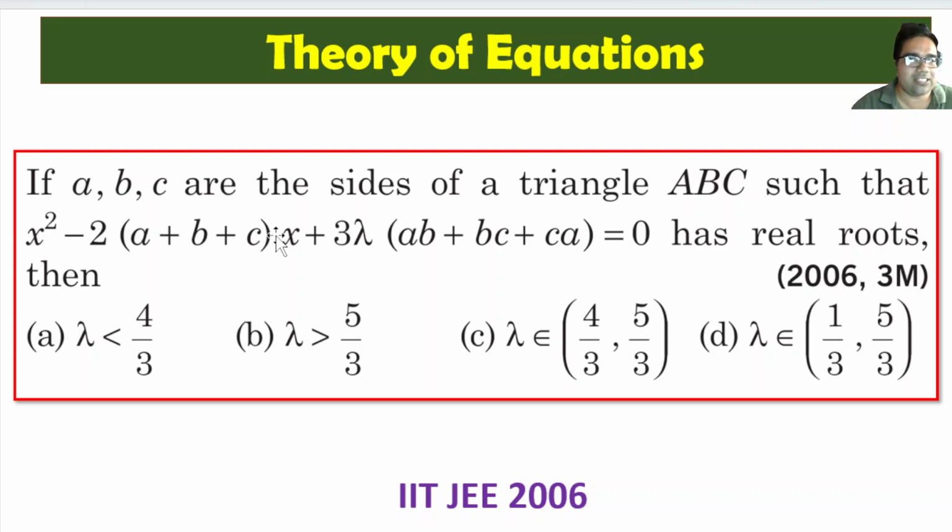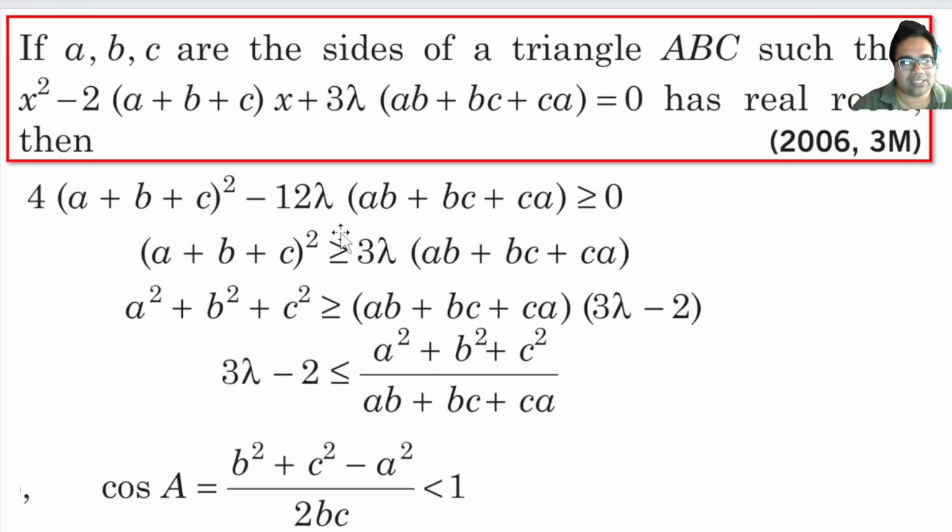Right. And we have a condition on a, b, c also. These a, b, c are actually related because these are sides of a triangle. Now using that condition and this second condition, that is b square minus 4ac is greater than or equal to 0, let us try to derive what values this lambda can take. Firstly, b square minus 4ac should be greater than or equal to 0.